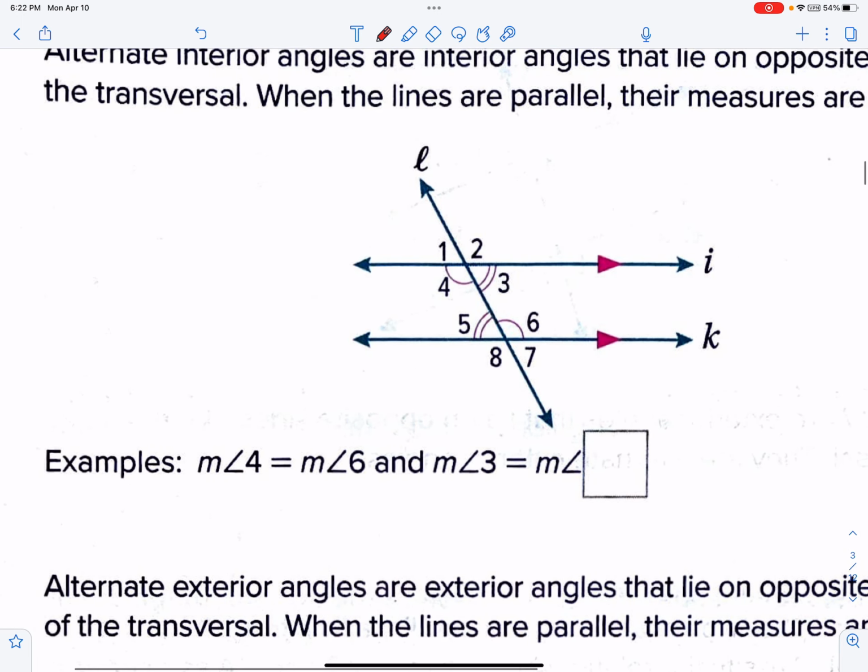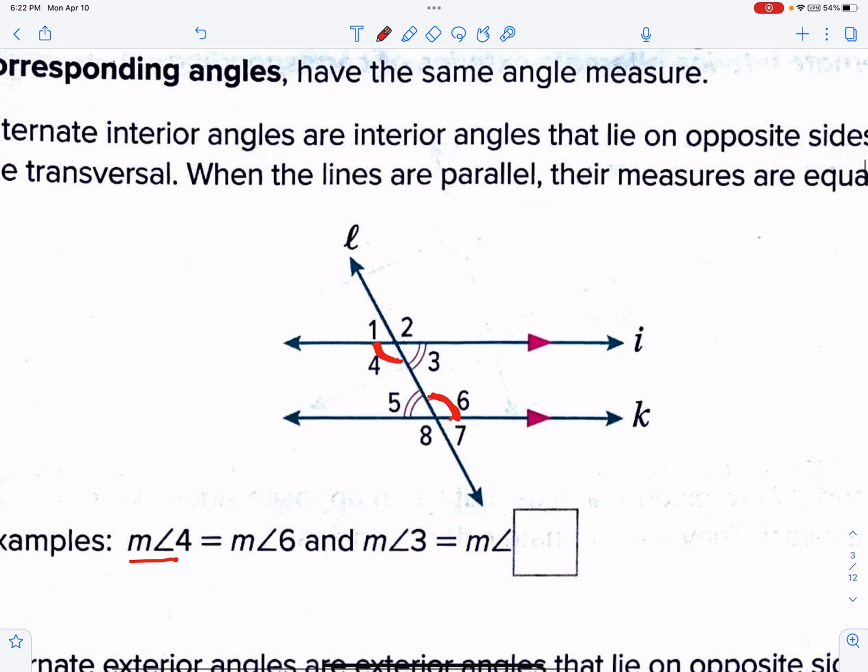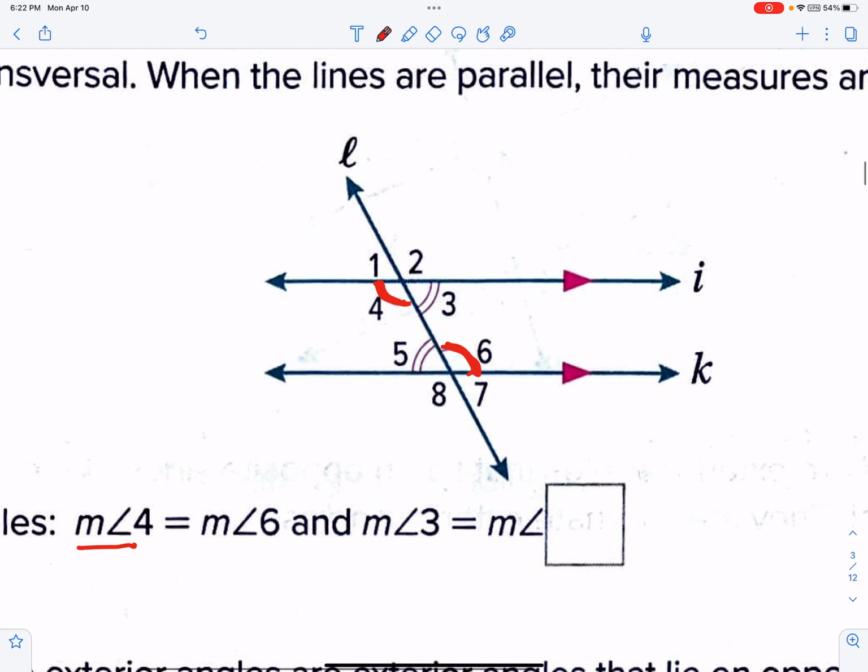If you look here, you can see that the measurement of angle 4, which is right here, is equal to the measurement of angle 6 right here. These are what are called alternate interior angles. And you can see that they are the same. They're equal to each other. We also have the measurement of angle 3 is equal to the measurement of angle 5. So one of the things that we learned is that alternate interior angles are the same.